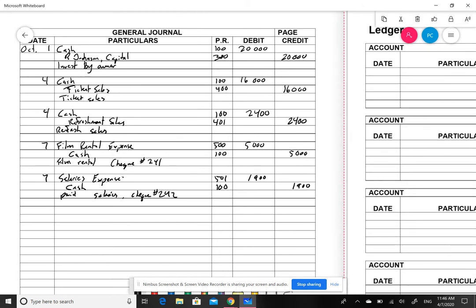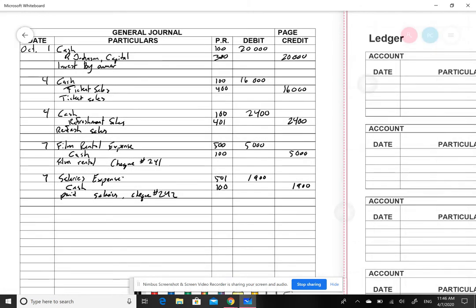Let's see if I can move this thing without moving the whole document. This is going to take some kind of finagling here.